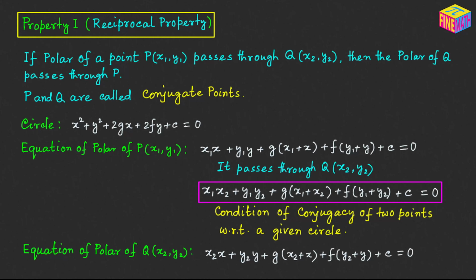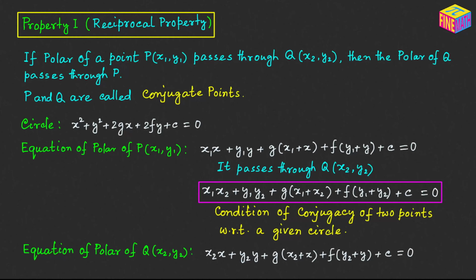Take a look at it carefully and think about it. The condition of conjugacy looks like it is the equation of the polar of Q when satisfied by the coordinates of the point P. So then you can clearly see that the polar of Q would also pass through the point P, because if we satisfy the equation of the polar of the point Q, then it looks like the condition of conjugacy and that will be satisfied.